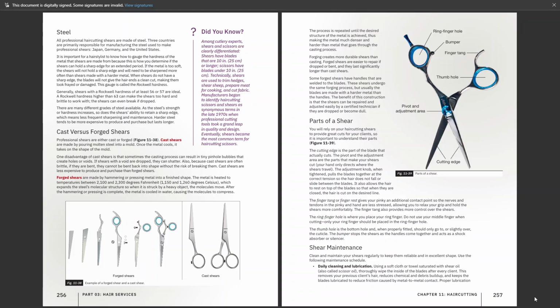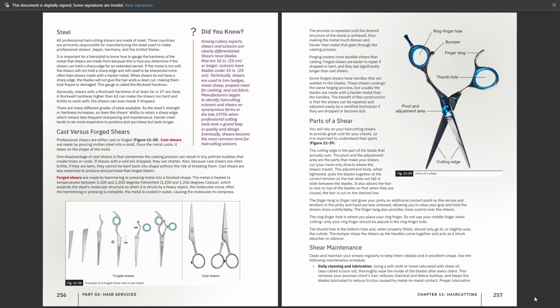The ring finger hole is where you place your ring finger. Do not use your middle finger when cutting. Only your ring finger should be placed in the ring finger hole. The thumb hole is the bottom hole and, when properly fitted, should only go to or slightly over the cuticle. The bumper stops the shears as the handles come together and acts as a shock absorber or silencer.